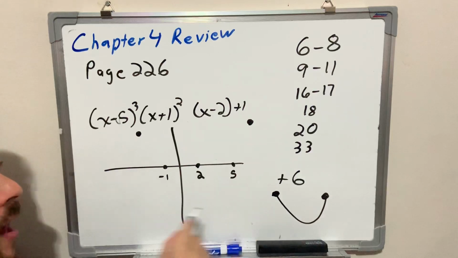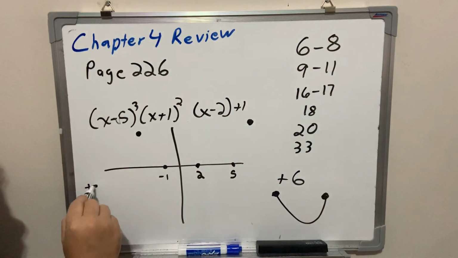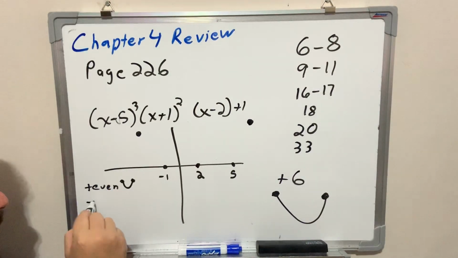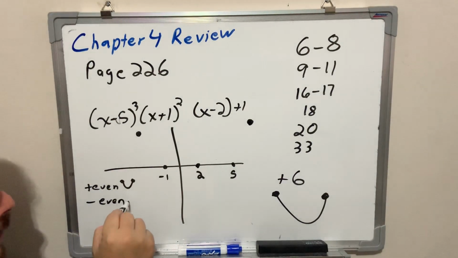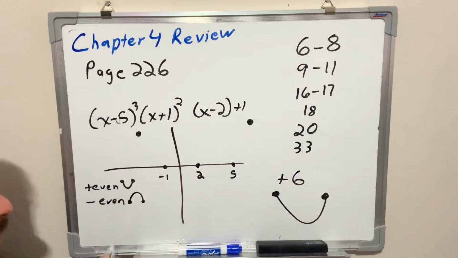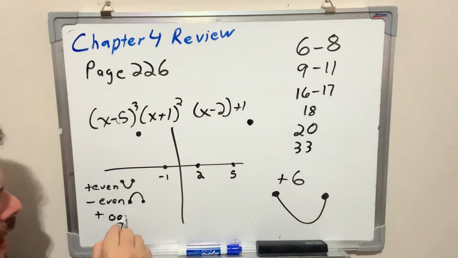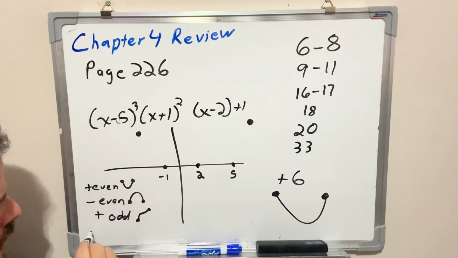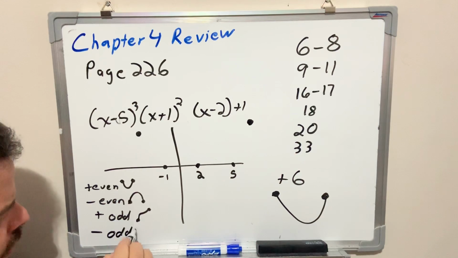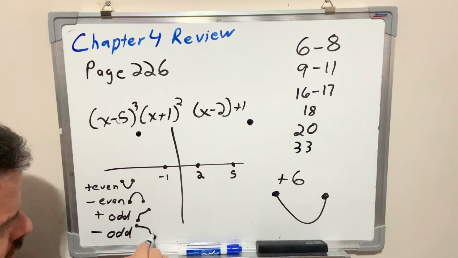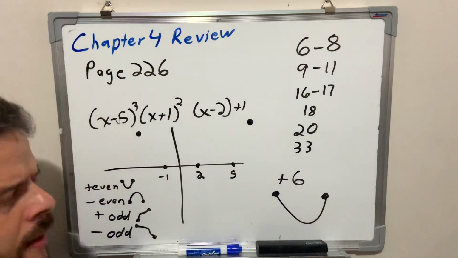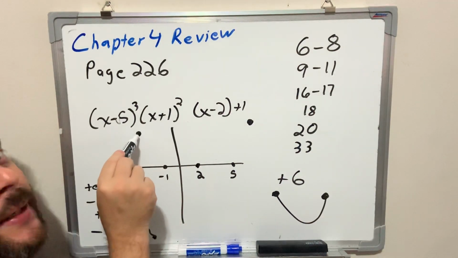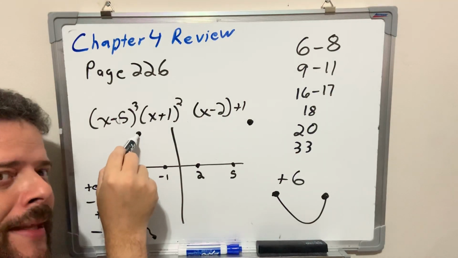Just in case, let's go over all possible outcomes. If it's positive even, end behavior is like this. If it's negative even, end behavior is like this. If it's positive odd, end behavior is like this. If it's negative odd, end behavior is like this. Now, you're always going to do the exact same process. You're going to begin at the beginning. Hopefully, that's where you begin, at the beginning.